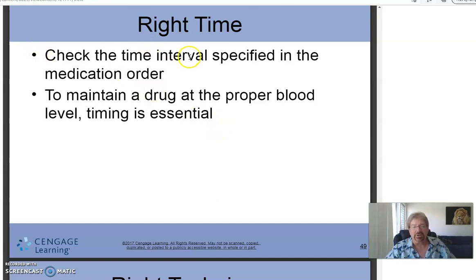Right time. Check the time interval specified in the medication order. It might have to be given on an empty stomach. It might have to be given after a meal because it's a known stomach irritant. To maintain a drug at the proper blood level, timing is essential.